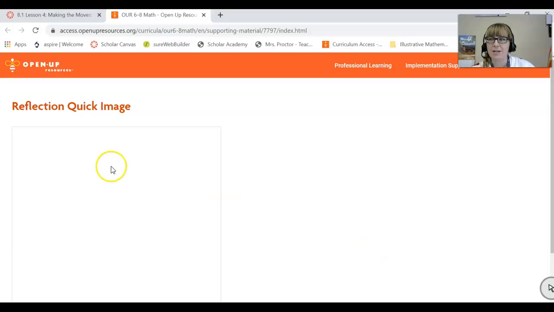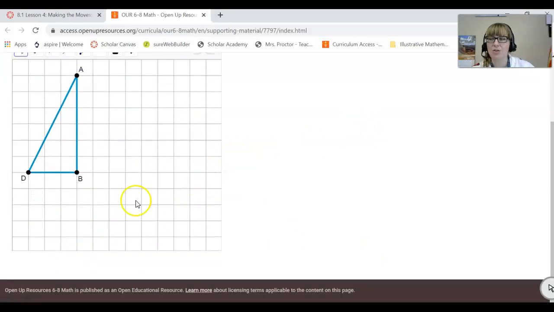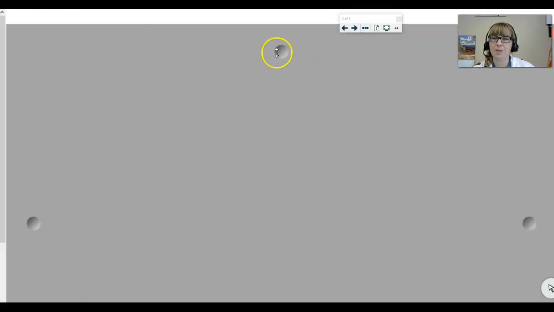I do want to point out that you also have the option to be drawing with your applet. It is a blank grid. It does have that triangle ABD, so you can use this blank grid to draw. But you can also print it off and draw directly on your paper. However you decide to do it, it'll show for 3 seconds. You'll be able to draw for 60. Get ready. Here's the image.